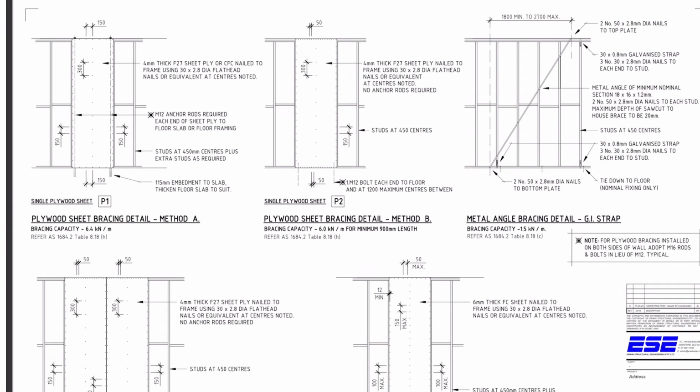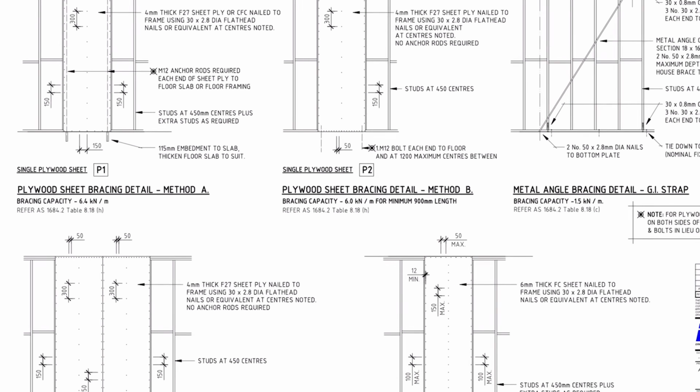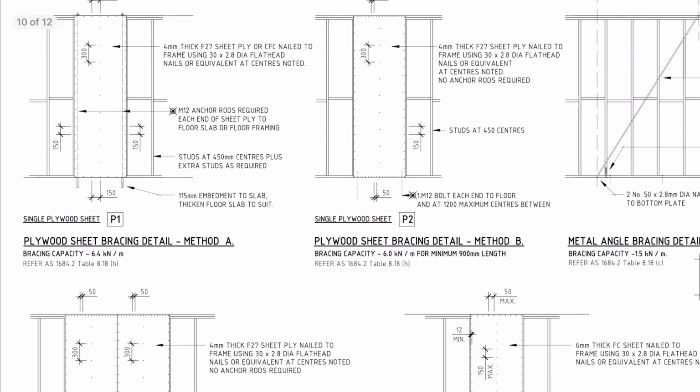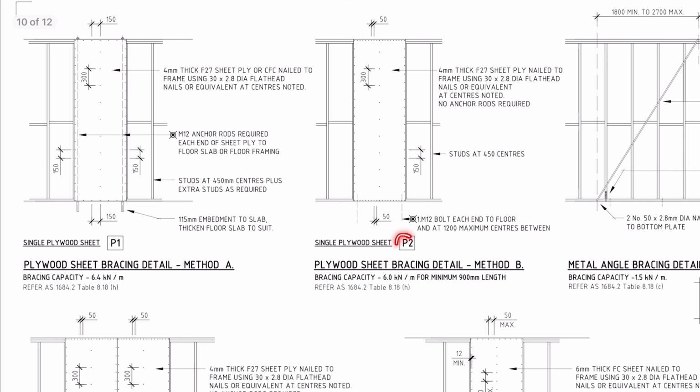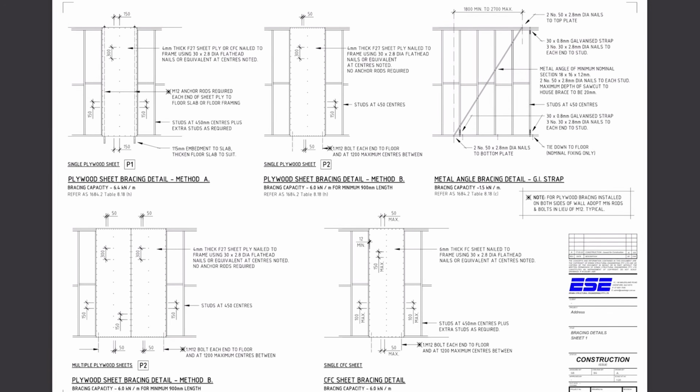And then we have the bracing details page, which is where we're going to find the difference between P1 and P2. So P1 offers a 6.4 kilonewtons per meter bracing capacity, and it requires M12 rods at each end, while P2 offers a 6 kilonewtons per meter bracing capacity for a minimum 900 millimeters length. It doesn't require rods, but it requires M12 bolts at each end and at 1200 maximum, and also the spacing between nails to the top and bottom plates is reduced to 50 millimeters instead of 150. We do have these other two methods here, but they're not used much from my experience.